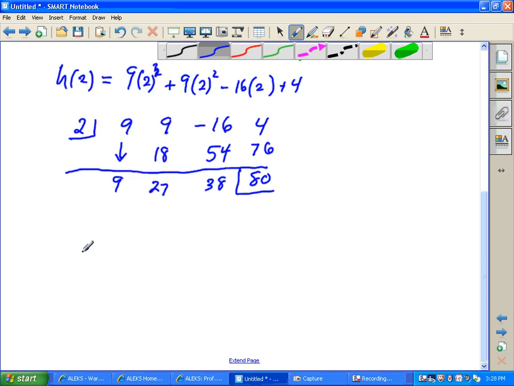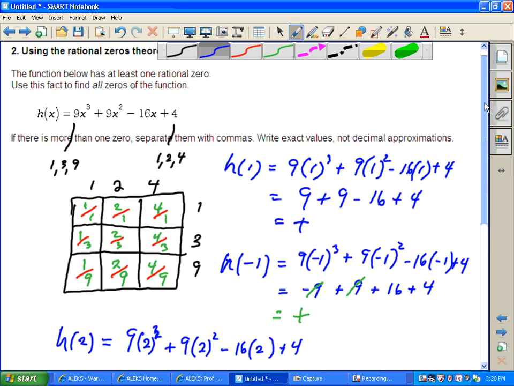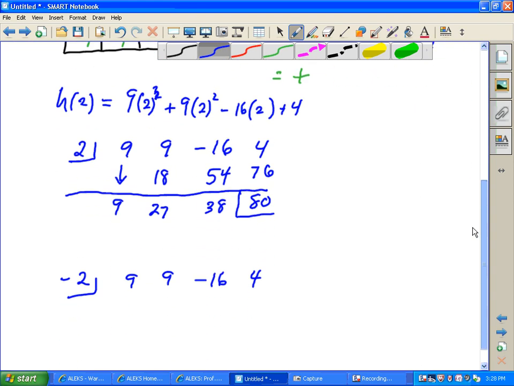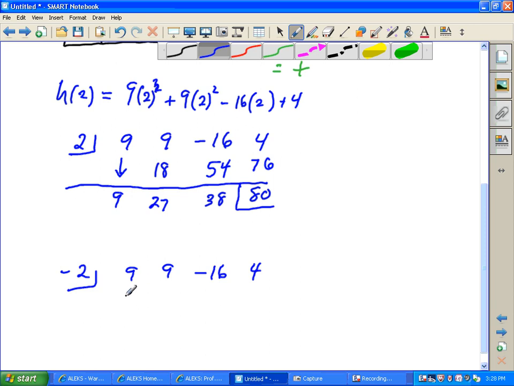Let's try negative 2. Same process. 9, 9, negative 16, and 4. Just before I go on, let me double check that I wrote down the equation right. 9, 9, negative 16, and 4. Okay. So first step to synthetic division is to bring down the lead coefficient. 9. 9 times negative 2 is negative 18. 9 minus 18 is negative 9. Negative 9 times negative 2, positive 18. 18 minus 16 is positive 2.